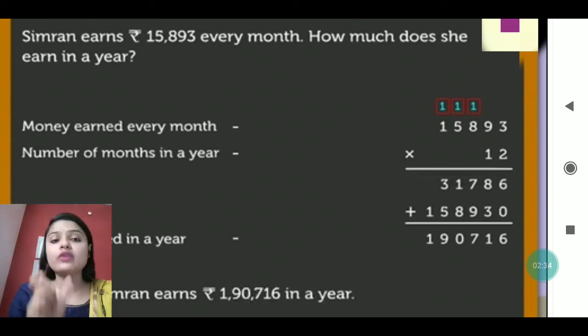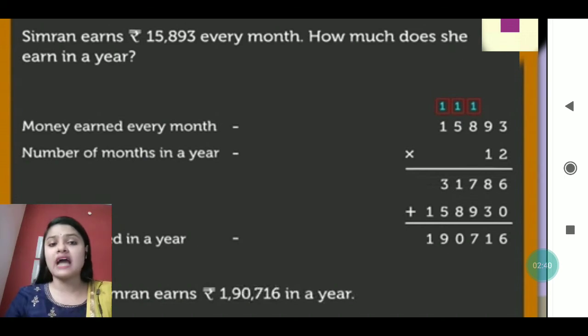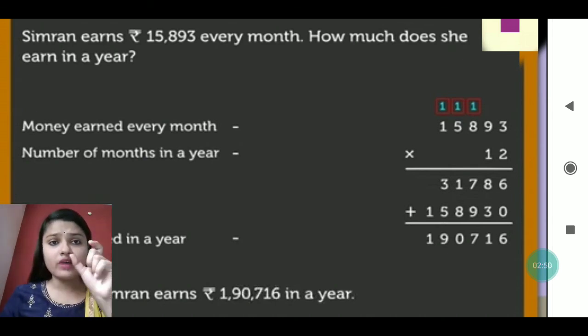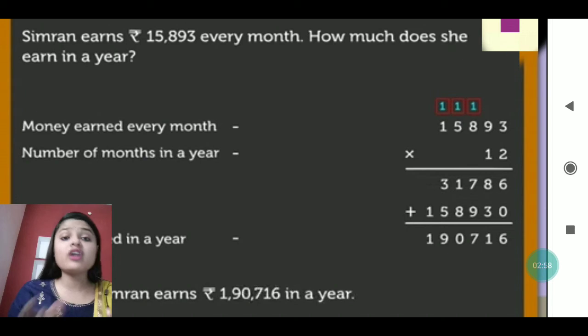For calculating the amount which I am earning in a year, first I have to know how many months are there in a year. There are 12 months in a year. So the statement will be formed like this: money earned every month, that is 15893, times the number of months in a year, 12. We have to multiply here.